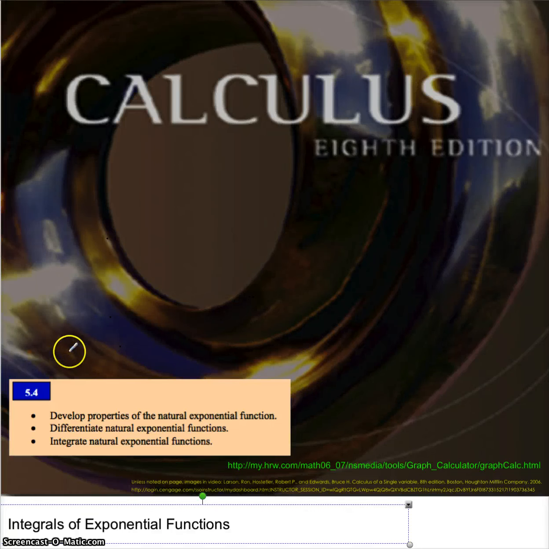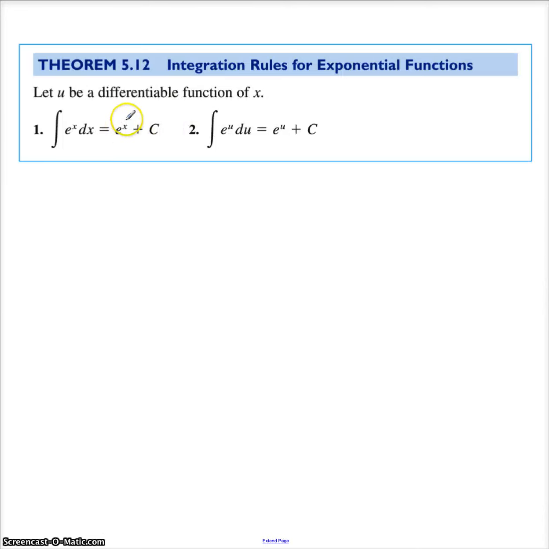Now let's cover integrals of exponential functions. I think you're going to really appreciate that. Suppose I have the integral of e to the x dx. The integral is equal to e to the x plus c. Do you think you can remember this one? Suppose I have a function e to the u du. Then that integral is e to the u plus c. All right, just like differentiation, integration is very symmetrical and straightforward with exponential functions.